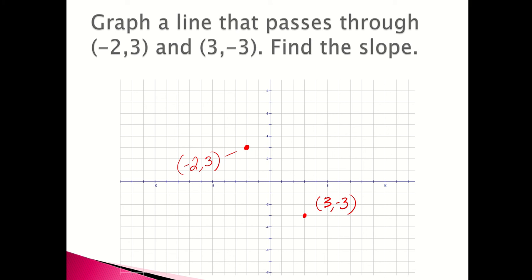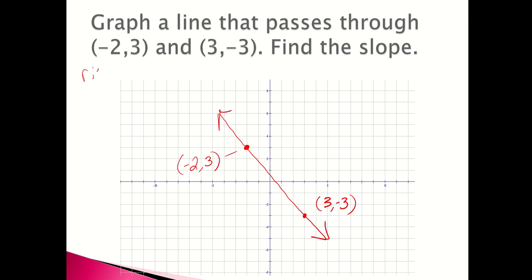And now we need to graph that line, so we connect the dots. There we go. Doesn't have to be perfect, but remember your lines are never supposed to curve. If it does, you made a mistake somewhere along the way. So there's our 2 points, negative 2, 3, and 3, negative 3. Now think about how we find the slope. It's rise over run. That's your vertical change over your horizontal change.